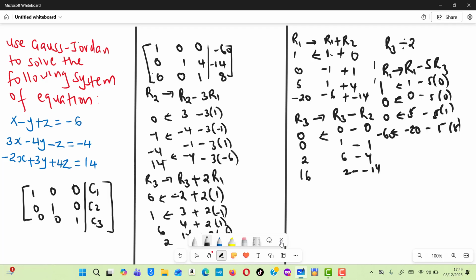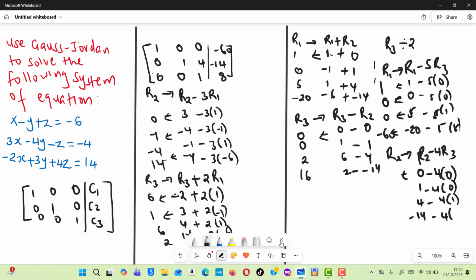So we can use the logic again by converting row 2 to row 2 minus 4 multiplied by row 3. That will be our new row 2. Our old row 2 now is 0, 1, 4, negative 14. Then we subtract 4 multiplied by row 3, which is 0, 0, 1, and 8.